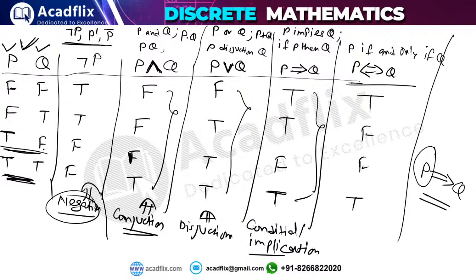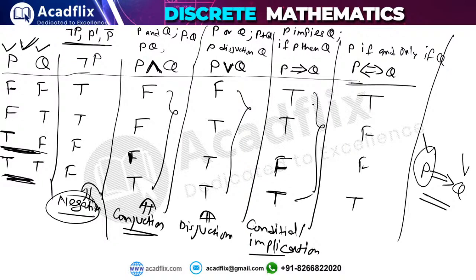P is true, Q is false. This is not what we want. Why? Because if P is true, then Q should be true. But it is not happening here. P is true, but Q is false. So in this situation, this P implies Q will become false.